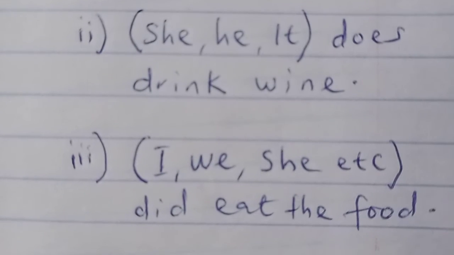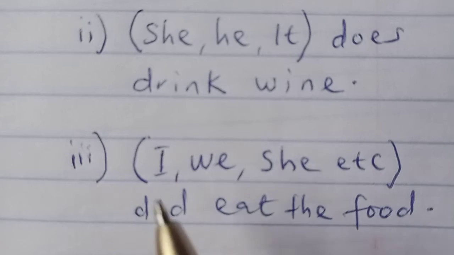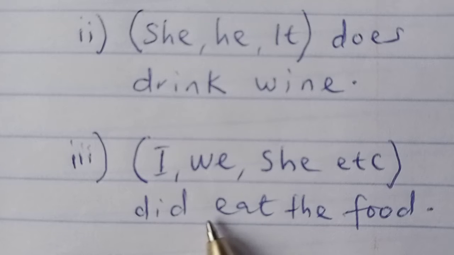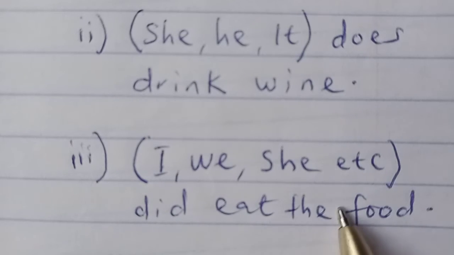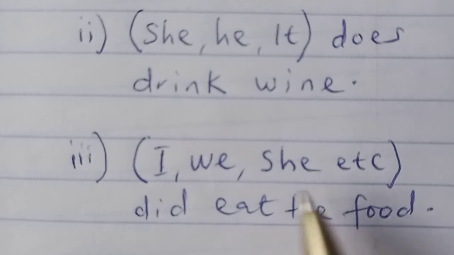Another example we have here, I, we, she did eat the food. So you can say, I ate the food, or we ate the food, or she ate the food, etc. But the auxiliary verb here, this form here, did, is emphasizing this main verb. It is accentuating or making this main verb more pronounced. So I did eat the food, or we did eat the food, or she did eat the food.